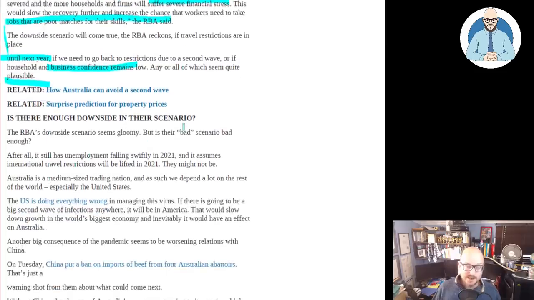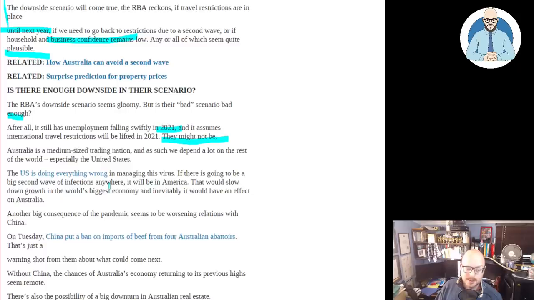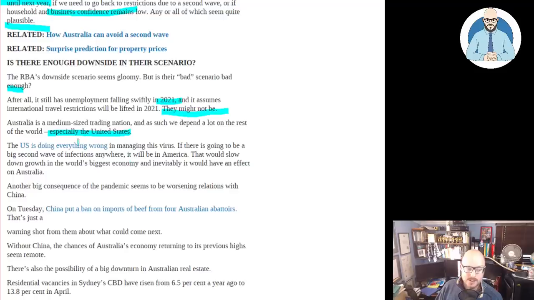The RBA's downside scenario seems gloomy, but is their bad scenario bad enough? After all, it still has unemployment falling swiftly in 2021, and it assumes international travel restrictions will be lifted by 2021. This might not be. Yes, it may not be. Australia is a medium-sized trading nation, and as such, we depend a lot on the rest of the world, especially the US. The US is doing everything wrong in managing the pandemic. If there's going to be a big second wave of infections anywhere, it will be in America. That will slow down growth in the world's biggest economy, and inevitably, it will have an effect on Australia.